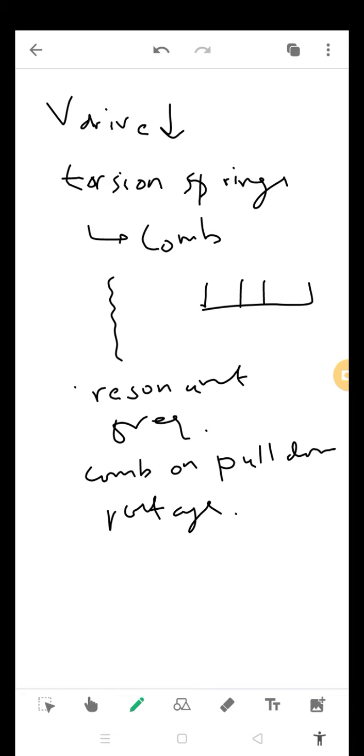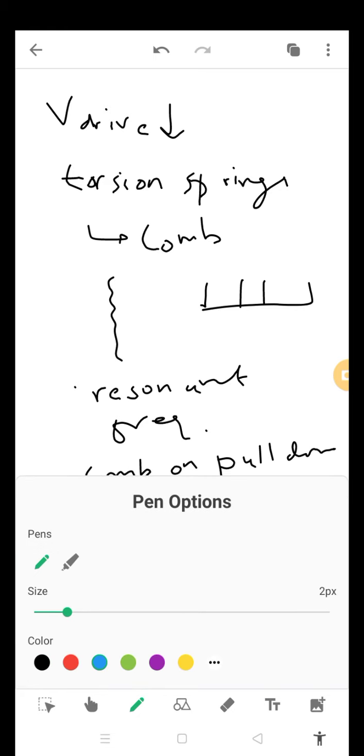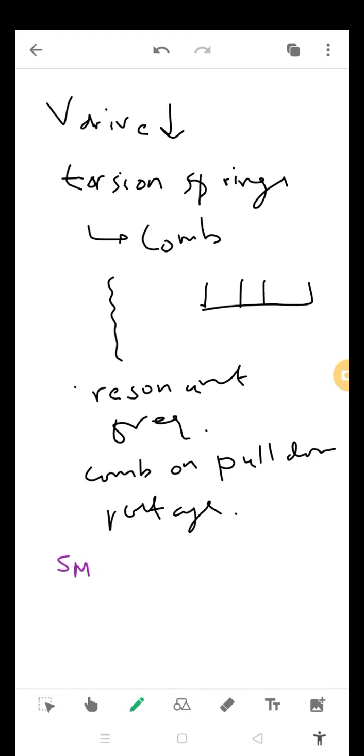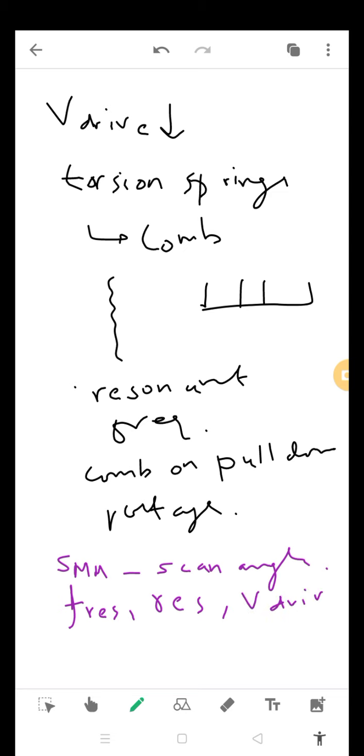Now the performance of a scanning micromirror, an SMM, depends upon certain factors like the scan angle, the resonant frequency, the resolution, the driving voltage, and the surface quality.